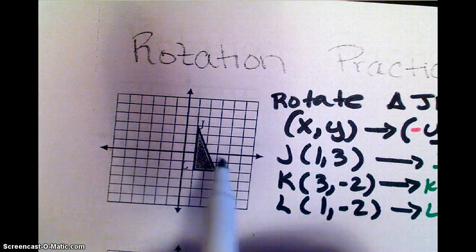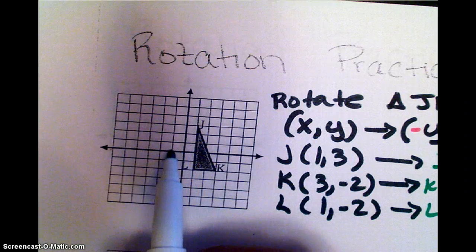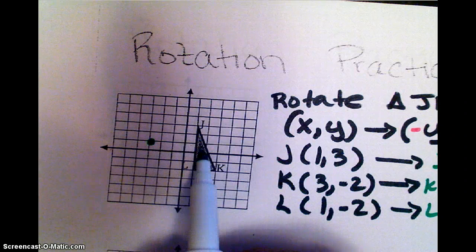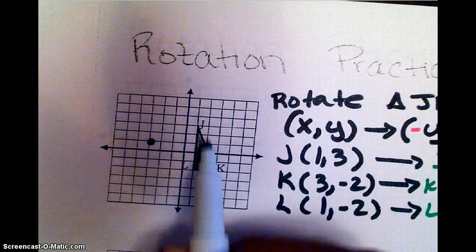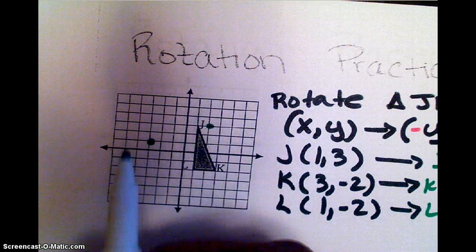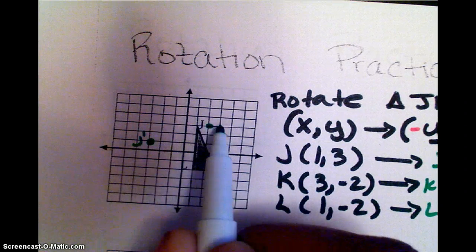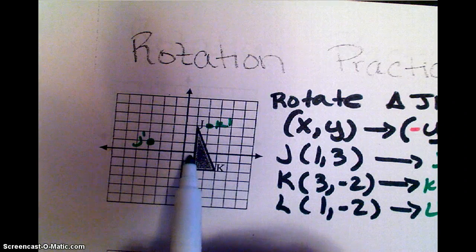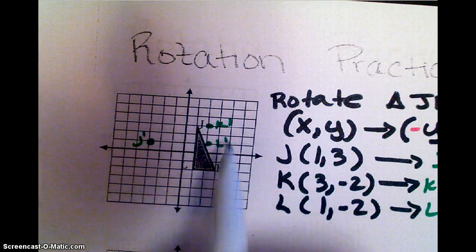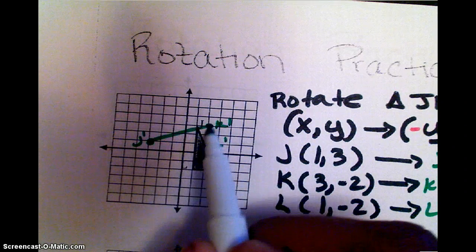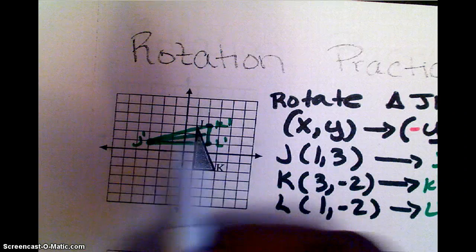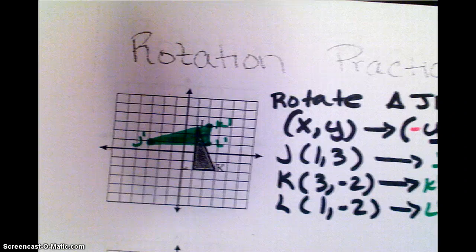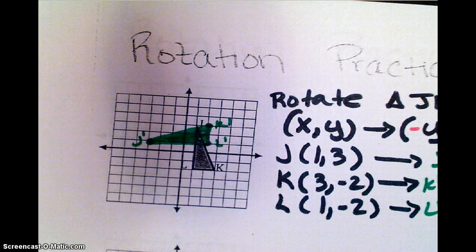And so here I have a negative 3, 1, 2, 3, positive 1. Then I have a positive 2, positive 3, 1, 2, 3. Got to label, so I have J prime, K prime, and then L prime is at 2, 1, L prime. And so I connect, draw, and now I have rotated my figure 90 degrees counterclockwise.